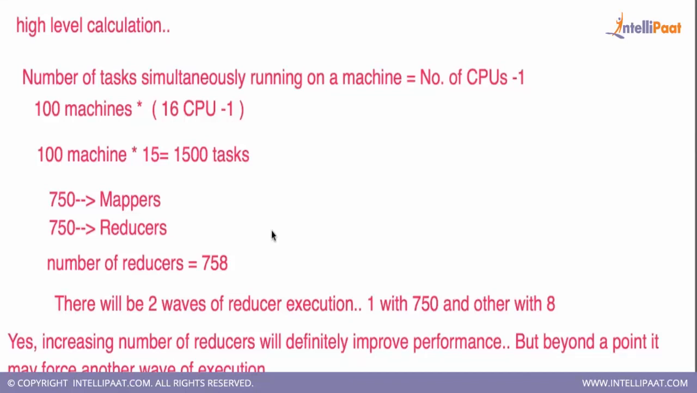But the point I'm trying to drive home is, please increase your reducers, but there is no way to control the second wave. If one wave is not available, it will pass on to the second wave, and that will have a performance penalty. So there is no direct way to define the number of reducers if you don't know the data and the use case. Does that answer your question?